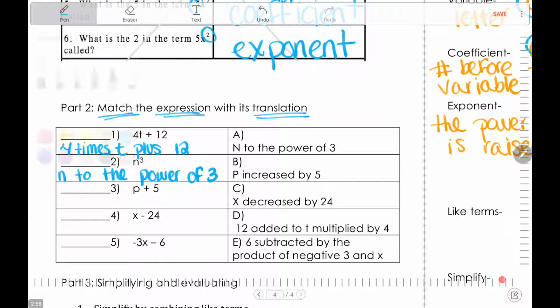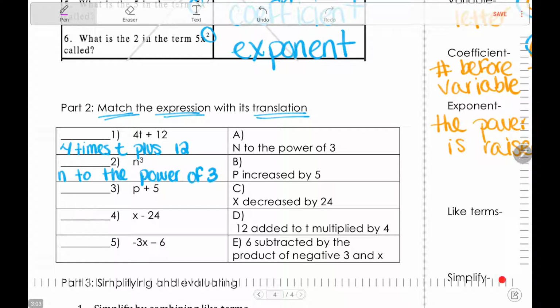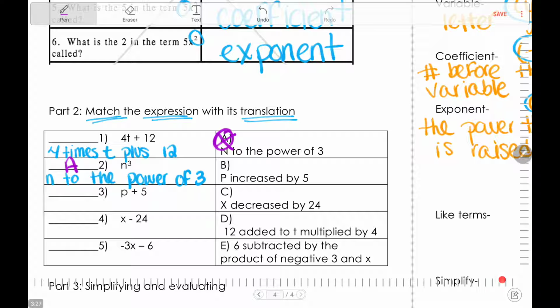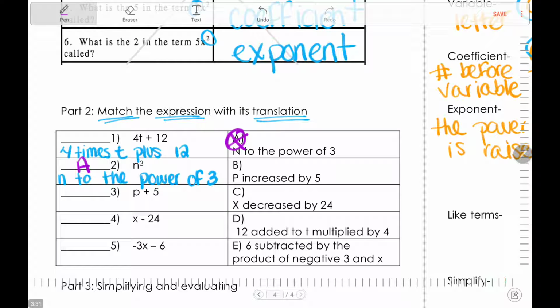Now, using those translations, we are going to match with the translations on the right. So number 1, 4 times t plus 12. I need to look for something that looks similar to that. So n to the power of 3. That's not that one. But, hey, A is this one. Okay? All right, so again, I'm still looking for number 1. Go back to number 1. 4 times t plus 12.